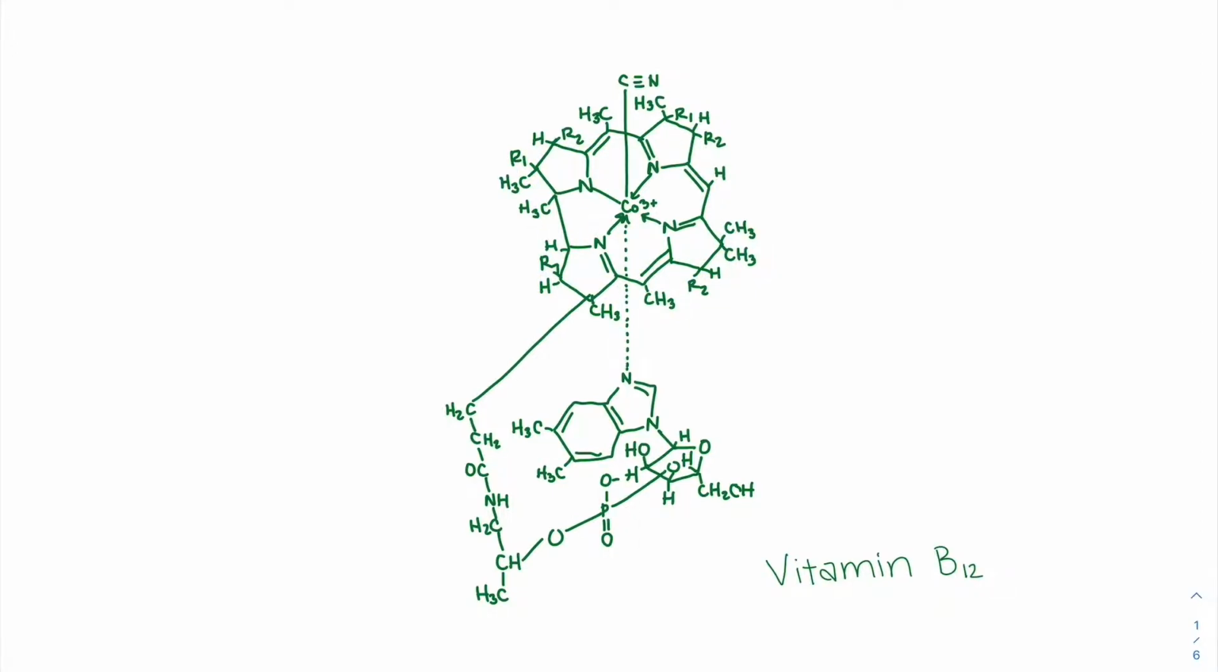I want to point out that there are many other structures that are similar to this. They may be slightly different, but that's going to be important going forward. Those structures are corrinoids and cobinamides. So just keep that in the back of your mind as we go forward.